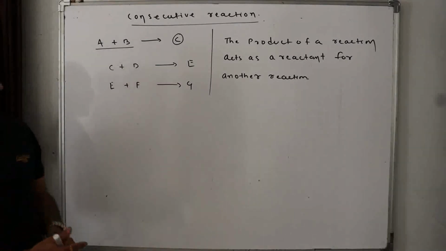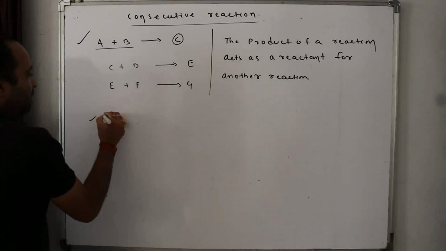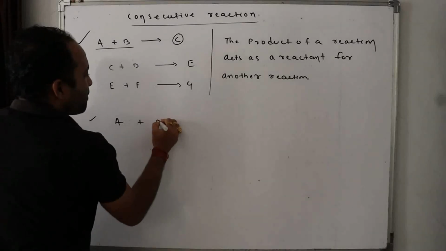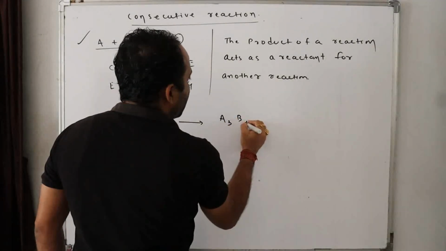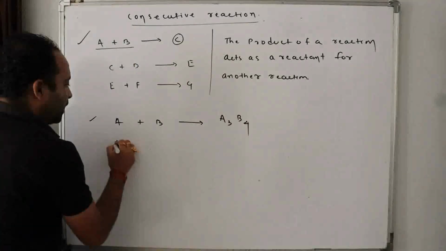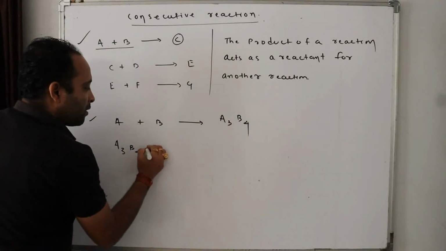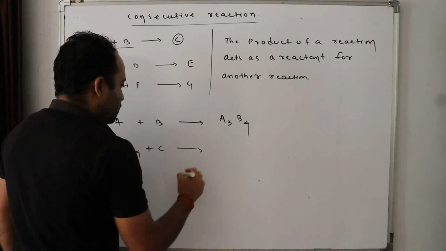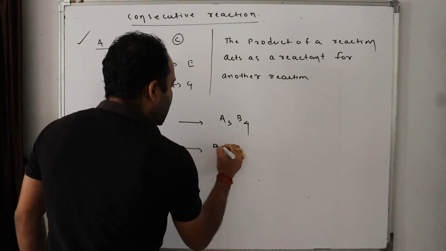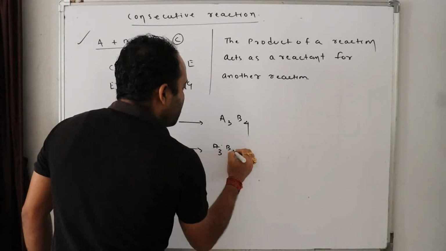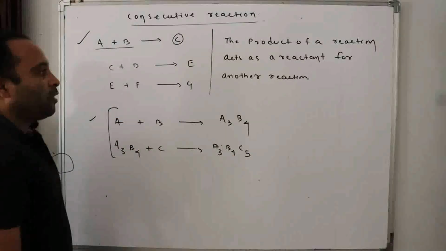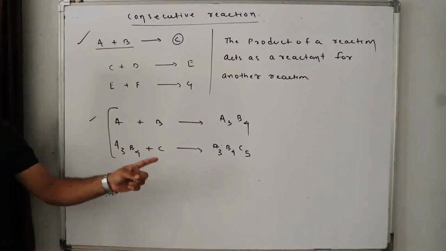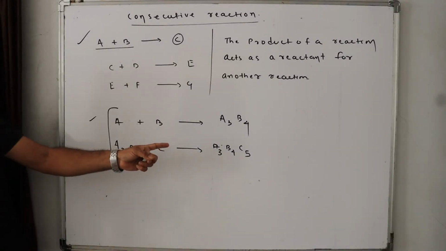Let us go for another example. A plus B gives rise to A3B4, and A3B4 reacts with C to form A3B4C5. Then this is also an example of consecutive reaction.